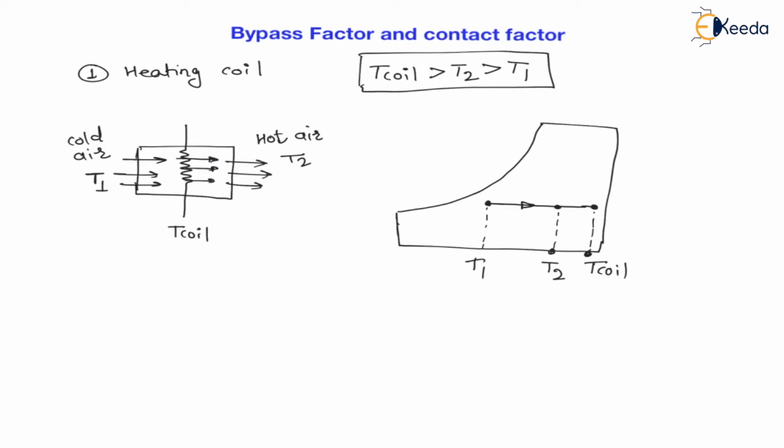Now this portion is called bypass, because the coil used for heating is having temperature of coil which is more than the air coming out. Therefore this is called bypass, and the air temperature is increased from T1 to T2. Therefore up to this it is called contact, right? Up to this, T1 to T2, this is called contact, right?